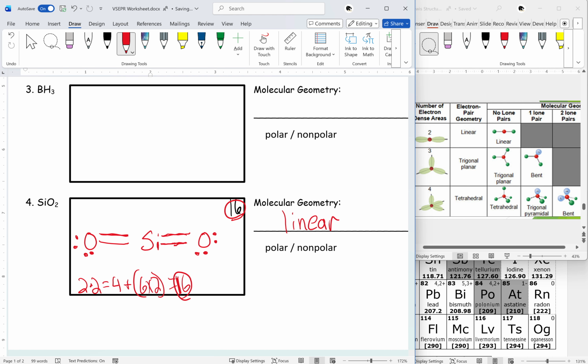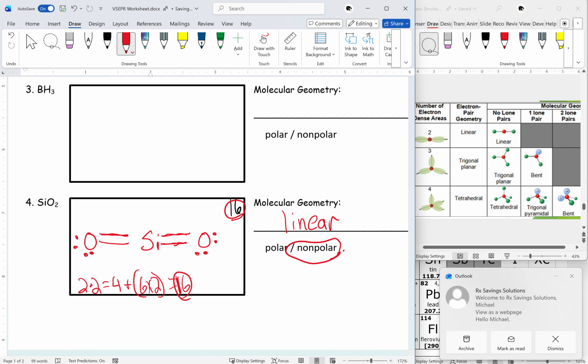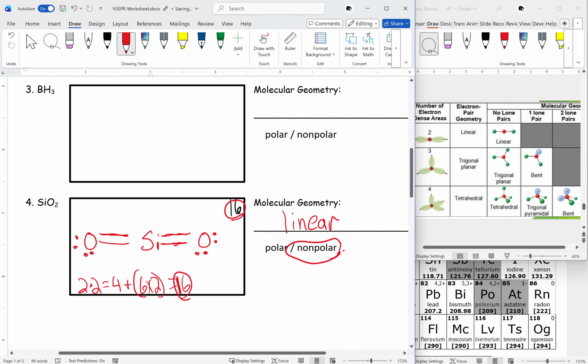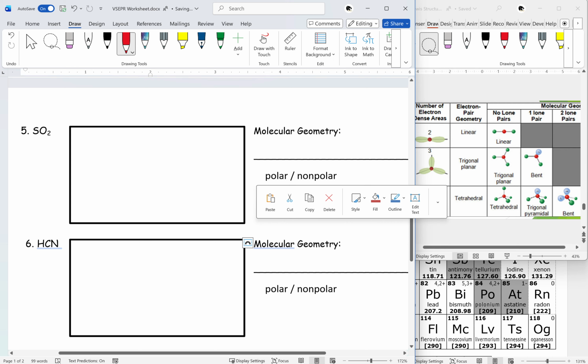And then for polarity, you're looking for any one side different from another. On this one, both sides, oxygens, are double bonded. They're both oxygen and they both have 2 lone pairs. Because they're both the same, it would be non-polar. If any one side is different, it's going to be polar. So you're going to do that for each one, just following those same steps.